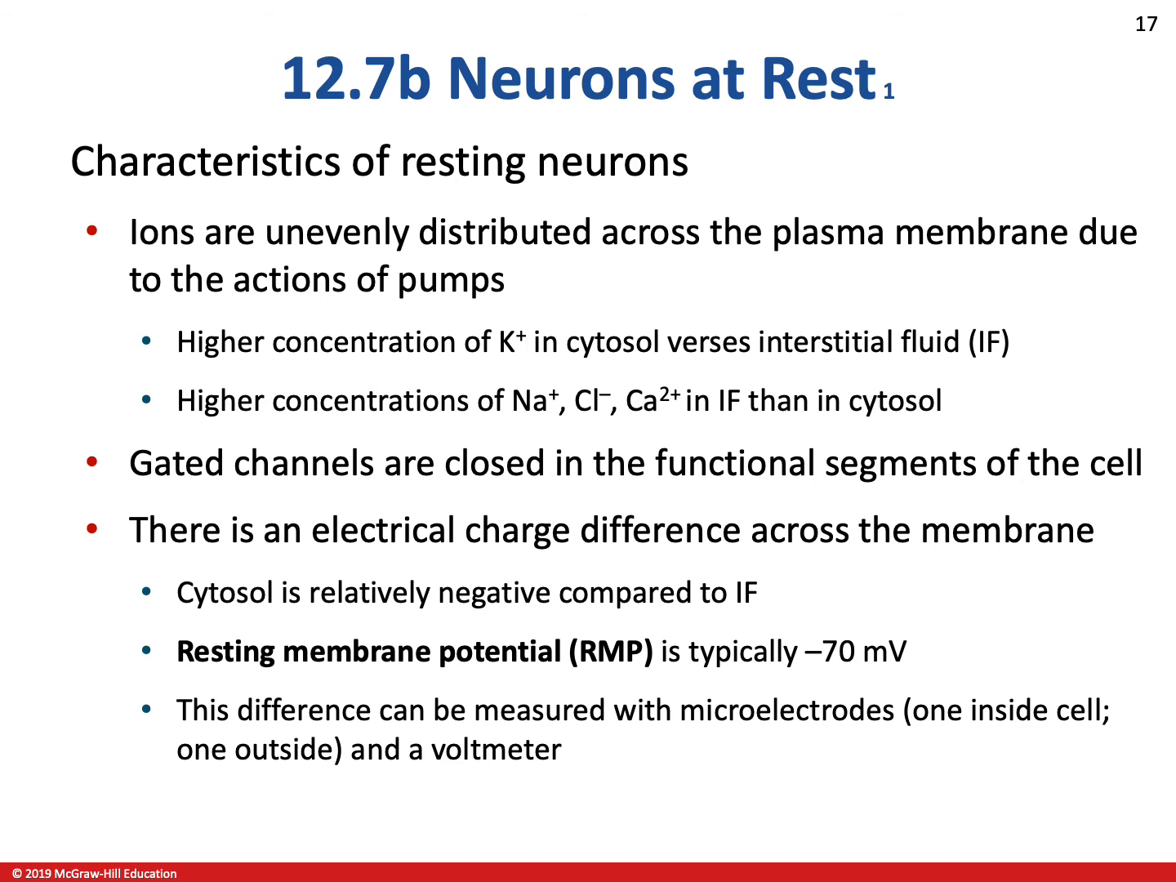The neurons at rest have some characteristics. The ions are unevenly distributed across the plasma membrane due to the action of the pumps. We have a higher concentration of potassium ion in cytosol when we compare it with interstitial fluid. We have a higher concentration of sodium ion, chloride, and calcium in interstitial fluid than in cytosol. Gated channels are closed in the functional segment of the cell, and there is an electrical charge difference across the membrane. Cytosol is relatively negative when we compare it with interstitial fluid. Resting membrane potential is typically negative 70 millivolt, and this difference can be measured with microelectrodes and voltmeter, which I will show you in the next slides.